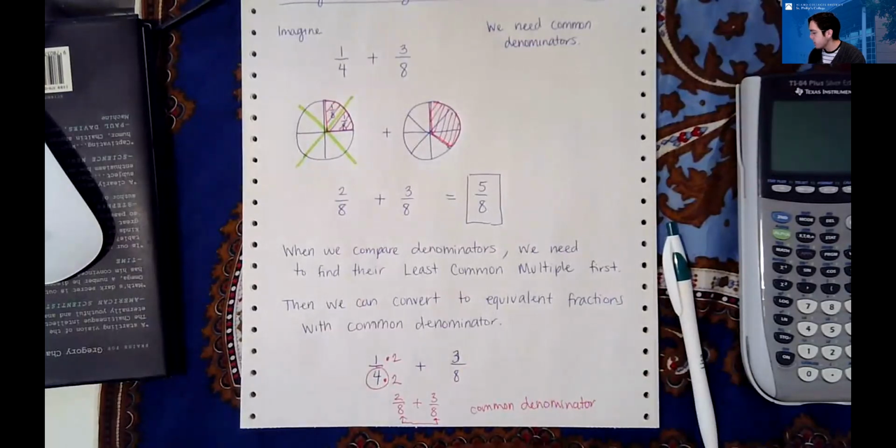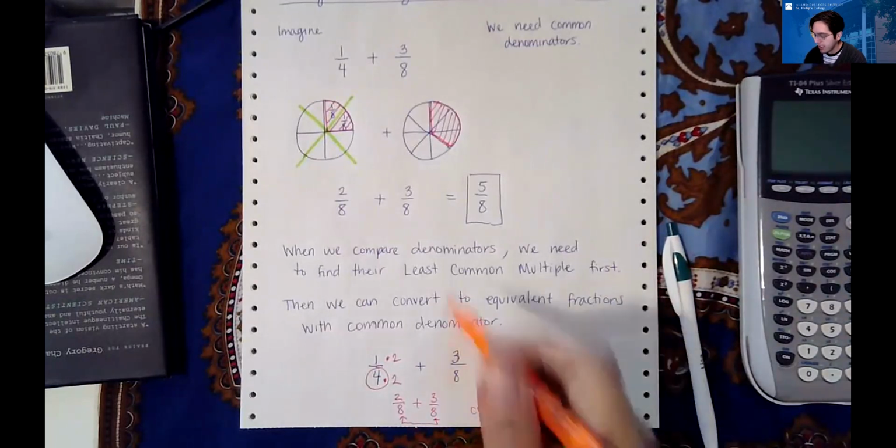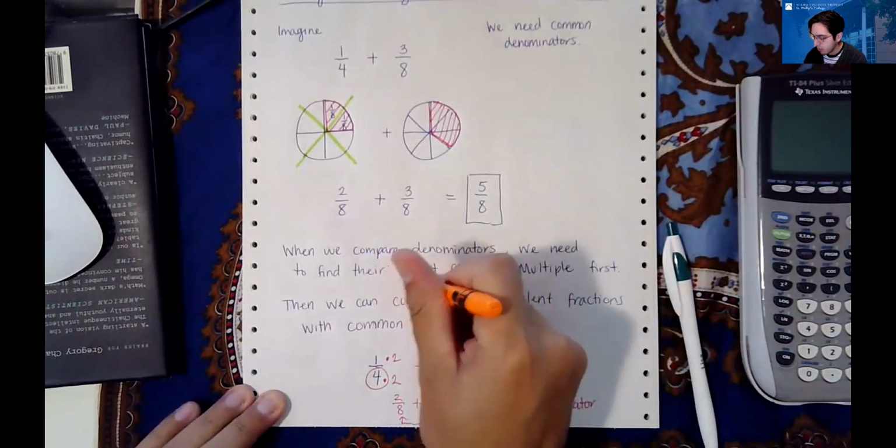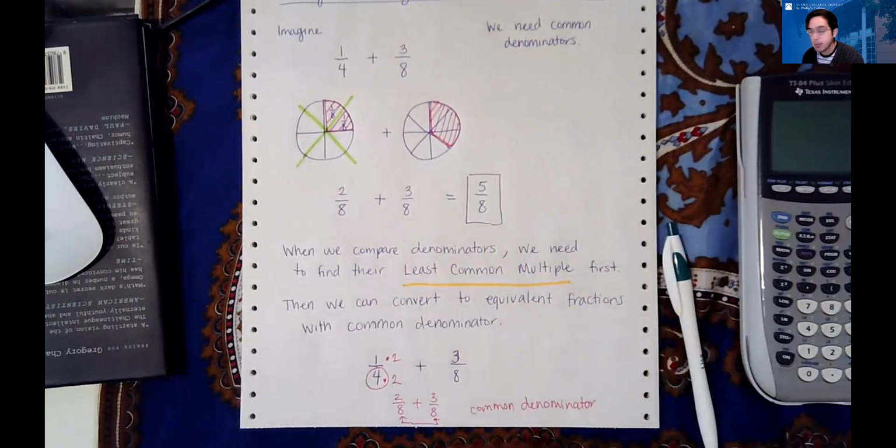Okay, so I'm going to do some more examples with you where, in the middle of the problem, we'll have to find what the common denominator is, and I'll give you the process for finding the least common multiple, at least one process for finding least common multiple.